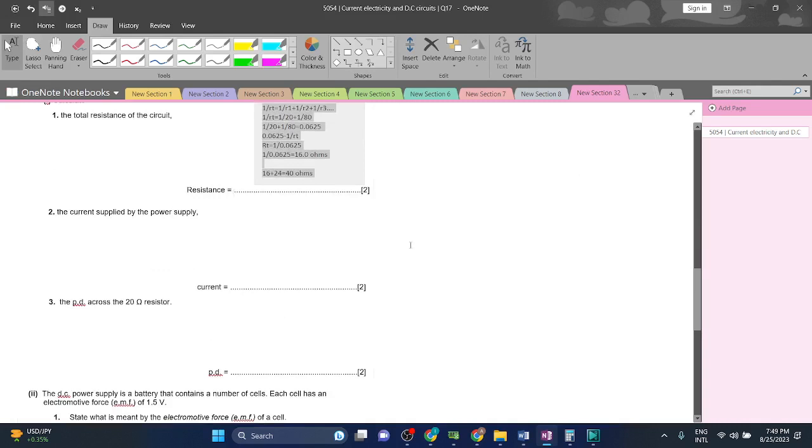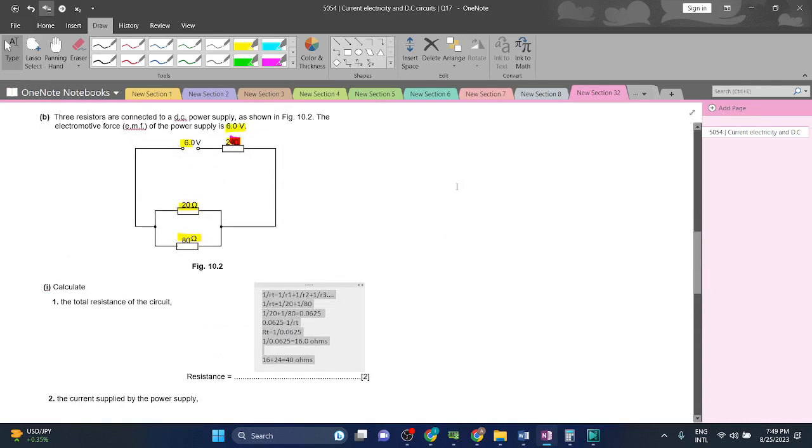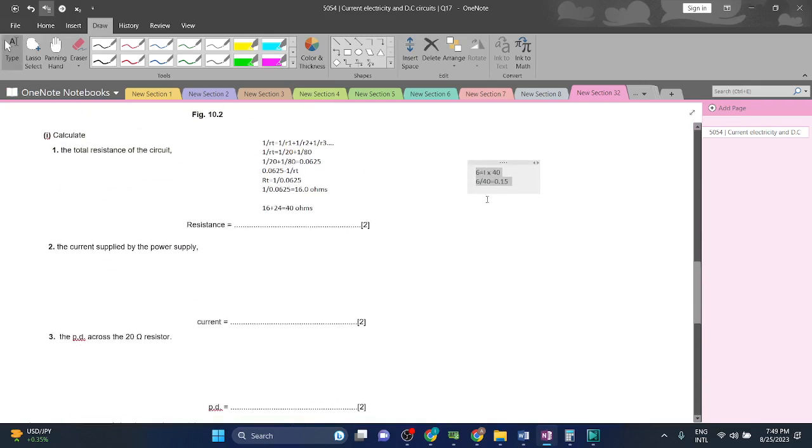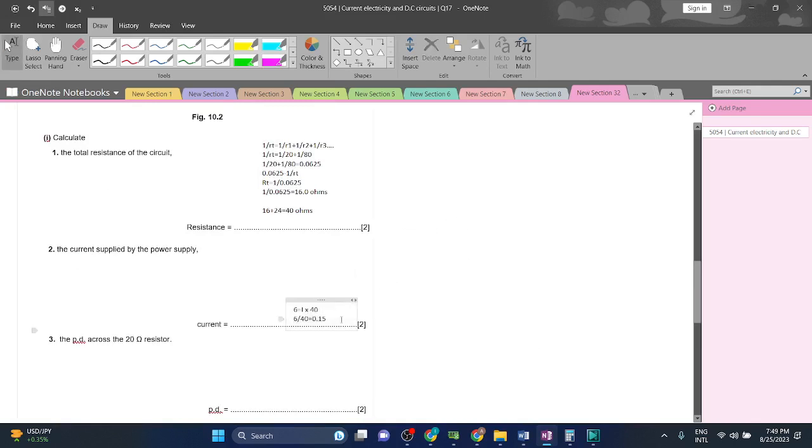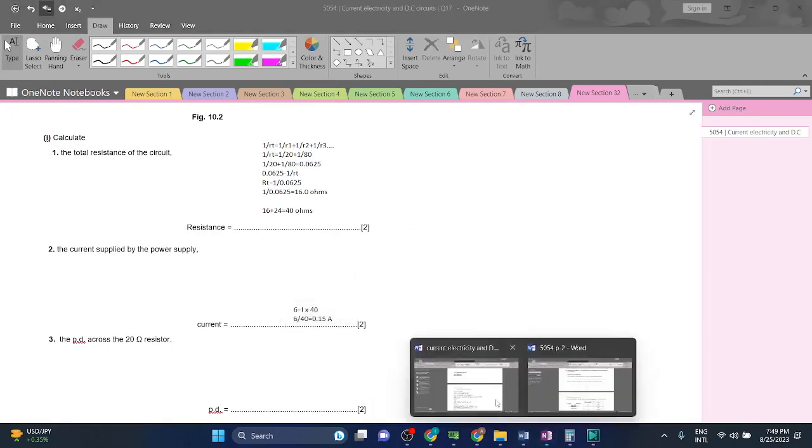The current supplied by the power supply. We will find the current from V = IR, which gives 6 = I × 40. I is unknown, R is 40. So 6 divided by 40 will be equal to 0.15 amperes, which is the current. Let's check it once.